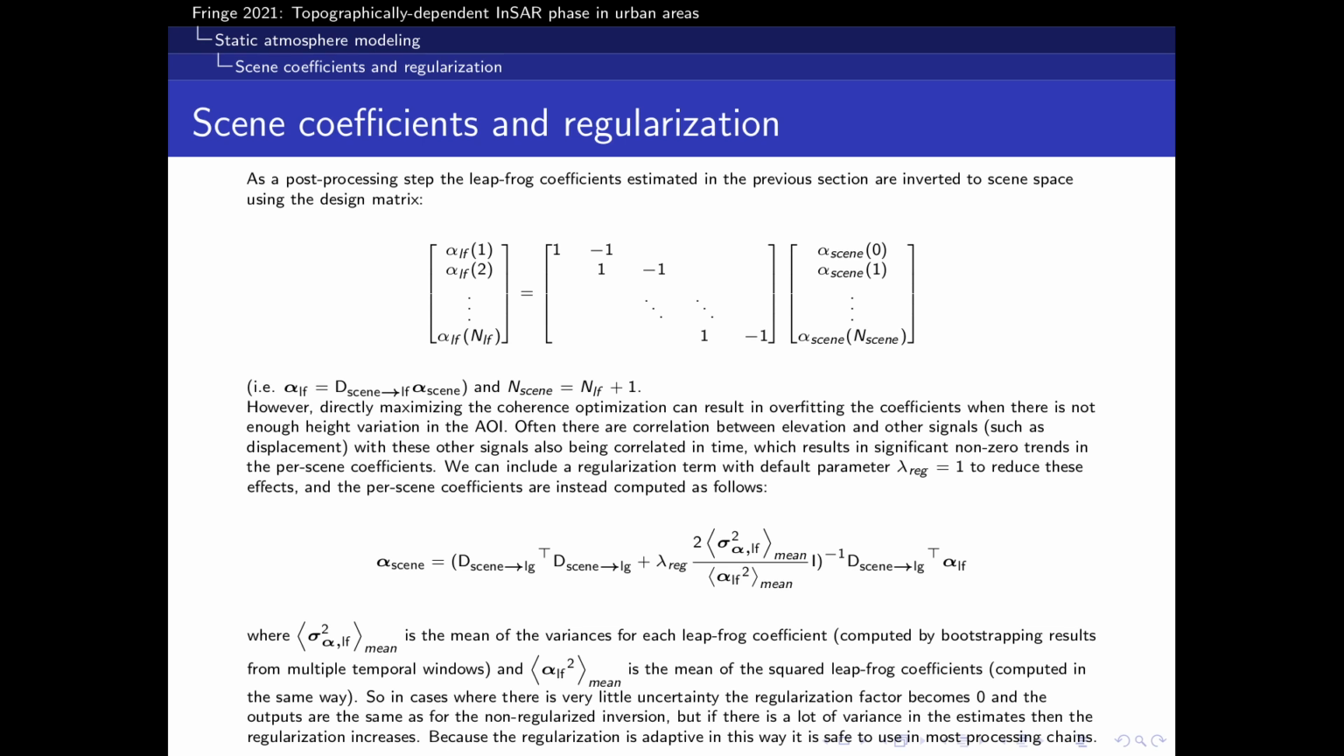As a post-processing step, we convert leapfrog coefficients to per-scene coefficients. To prevent overfitting when there is insufficient topography, we introduce a regularization term in this step based on prior estimates of the leapfrog uncertainties and their expected magnitudes.